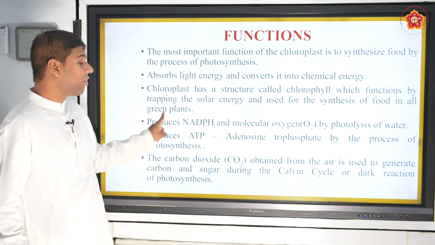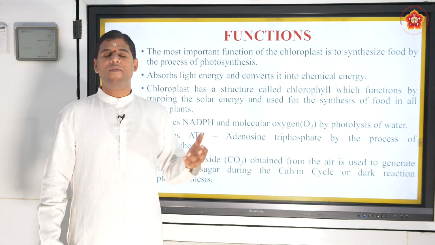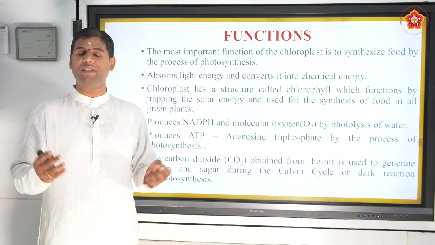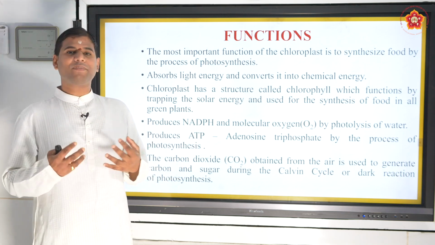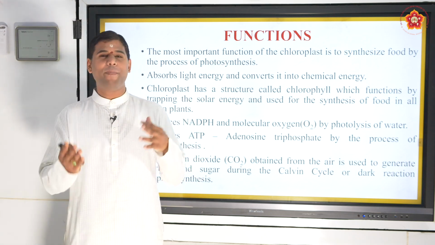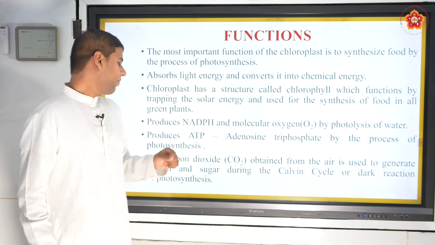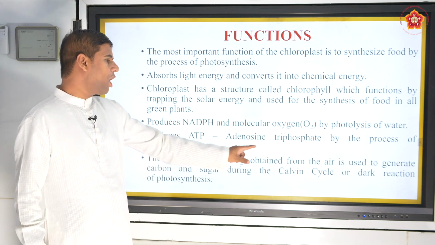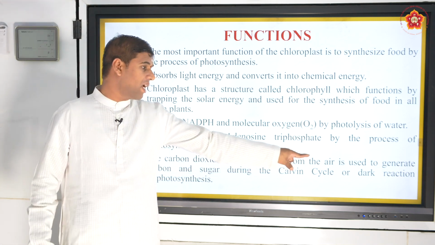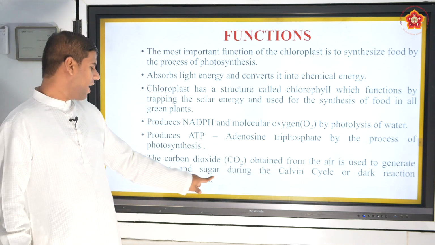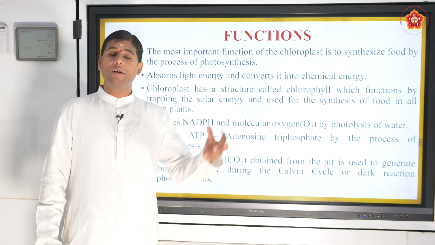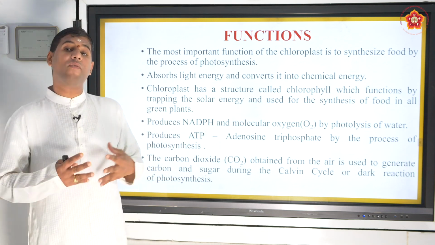If you have seen the previous classes, you learned what photosynthesis is: preparation of food by the plants using sunlight. Photosynthesis: synthesis means preparation, photo means light. So preparation of food by light. Then the carbon dioxide obtained from the air is used to generate carbon and sugar during the Calvin cycle, or the dark cycle reaction of photosynthesis. So this is the carbon dioxide obtained from the air.